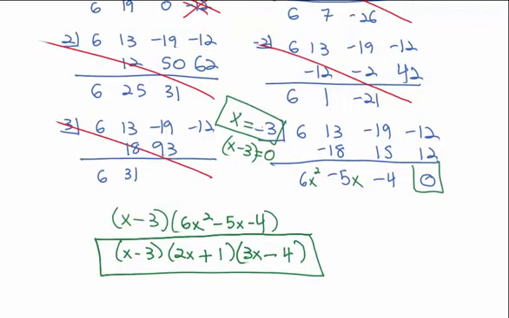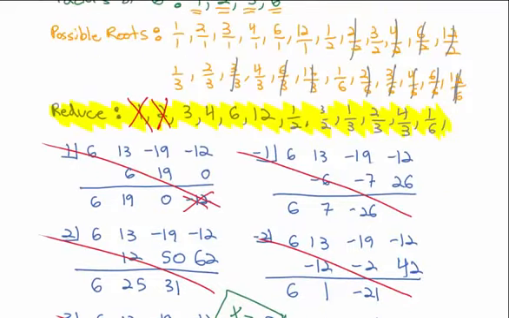Notice the other roots, if we had solved them. The roots would be negative 3, negative 1/2, and 4/3. And those are all on our list. Negative 3, negative 1/2, and 4/3. So as we had gotten to those, they would have worked and the others would not have.